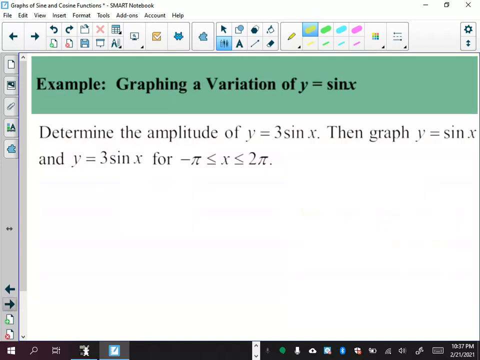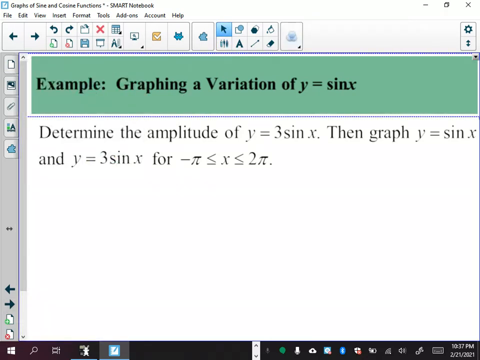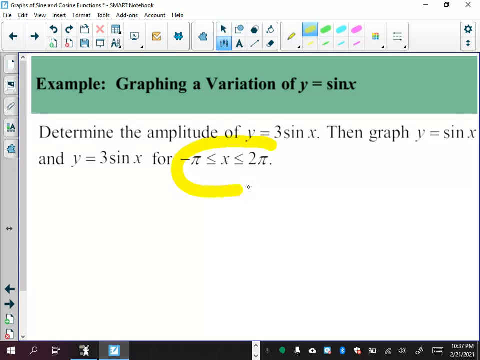So let's actually take a look at this, okay? As I'm going through this, we're going to follow these steps. So determine the amplitude of y equals 3 sine x. And then we're going to graph y equals 3 sine x. But here's the kicker. We're going to graph it in these boundaries here. So if you have a graphing calculator, go ahead and turn it on and make sure you are in radian mode. That's the first thing you need to make sure. When you're in your graphing calculators, you need to be in radian mode. So for this problem here, we're going to graph from negative pi to 2 pi.